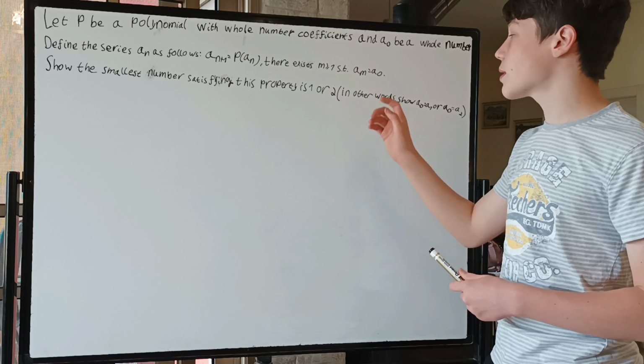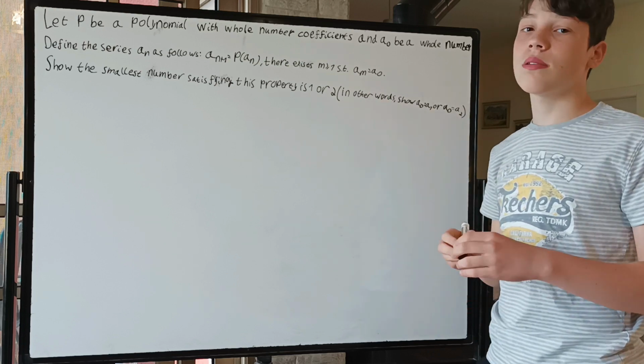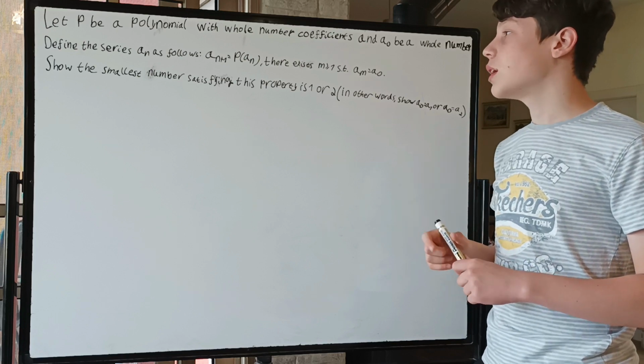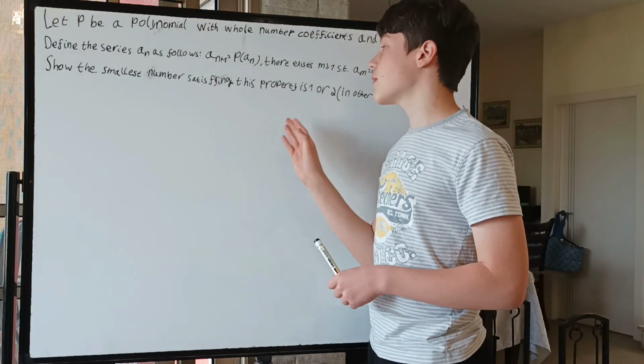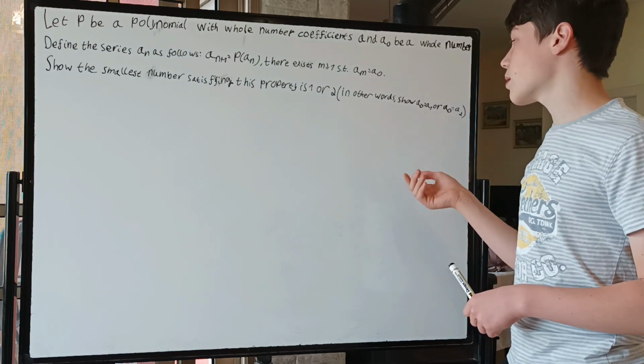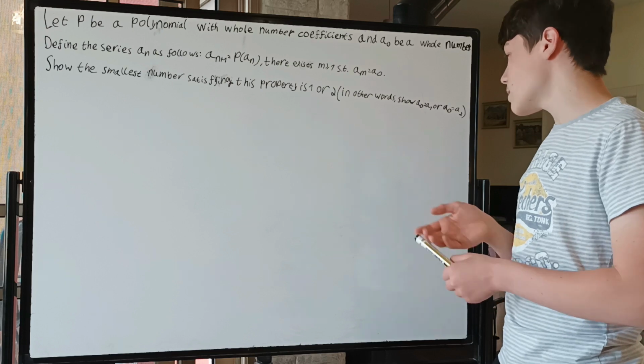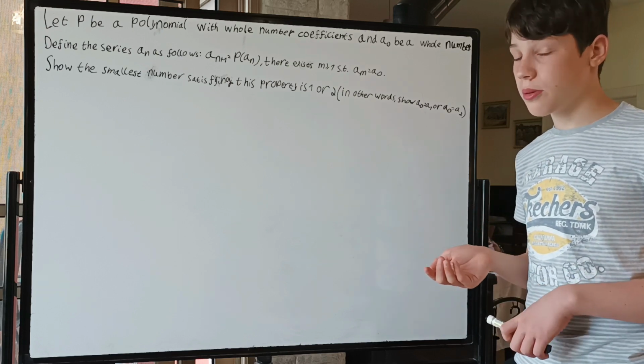And we also know that there exists an m bigger than or equal to 1 such that am is equal to a0. Show that the smallest number satisfying this property is 1 or 2. Or in other words, show a0 is equal to a1, or maybe if a0 is not equal to a1, it's equal to a2.